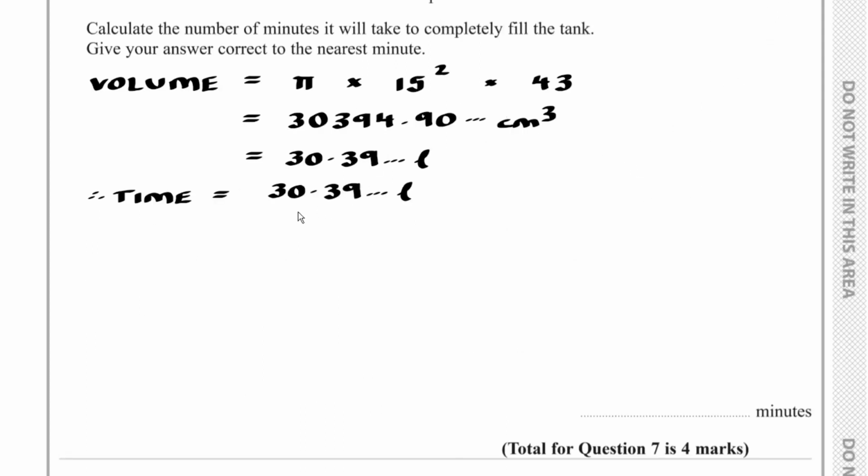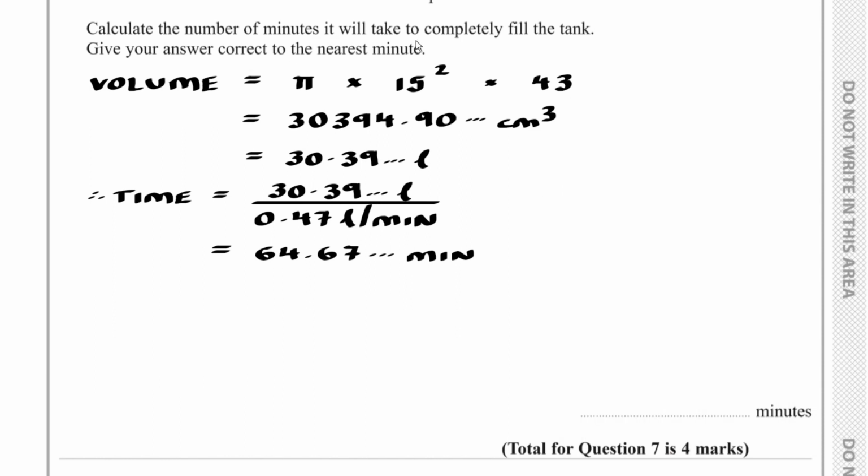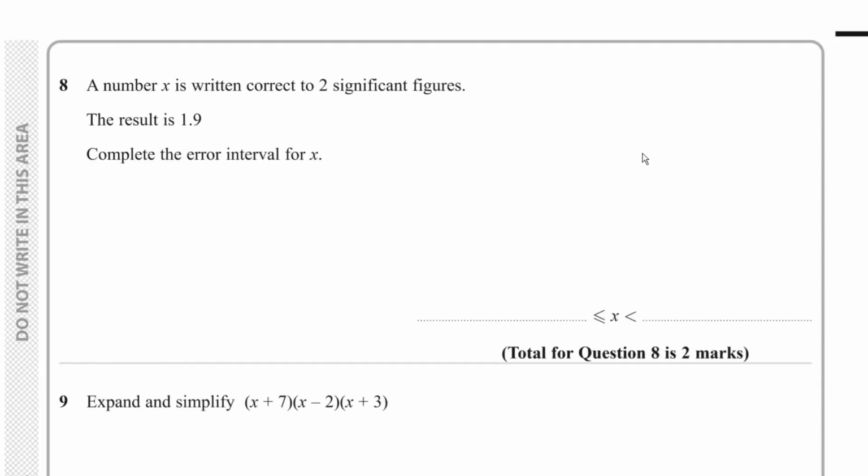So now we can find the time it takes to fill the tank completely. The time is equal to 30.39 etc. litres divided by 0.47 litres per minute. So if I divide this by 0.47, I get 64.67 etc. minutes. To the nearest minute, this is 65 minutes.